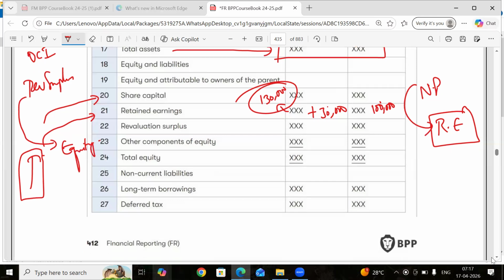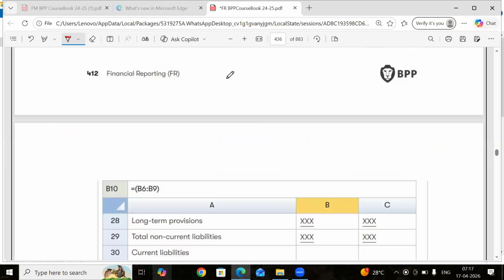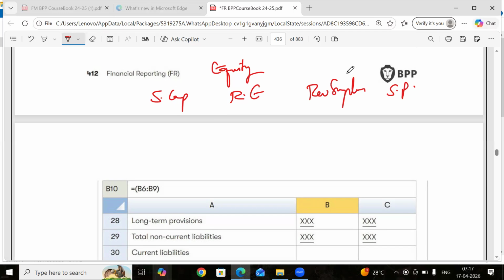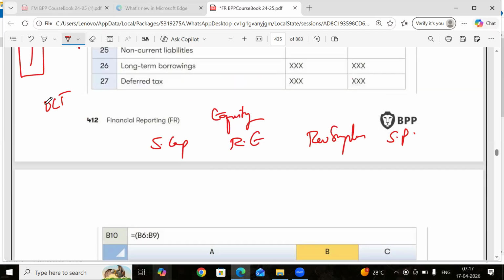So now you should understand what comes under equity. Equity has share capital, retained earnings, revaluation surplus, share premium. All these are a part of equity. So revaluation surplus you will be showing in OCI in the income statement. See, for any transaction, two accounts are going to get impacted: one is the income statement, or statement of profit or loss, and another is the balance sheet. So there also you have to show it, and here also you have to show it.